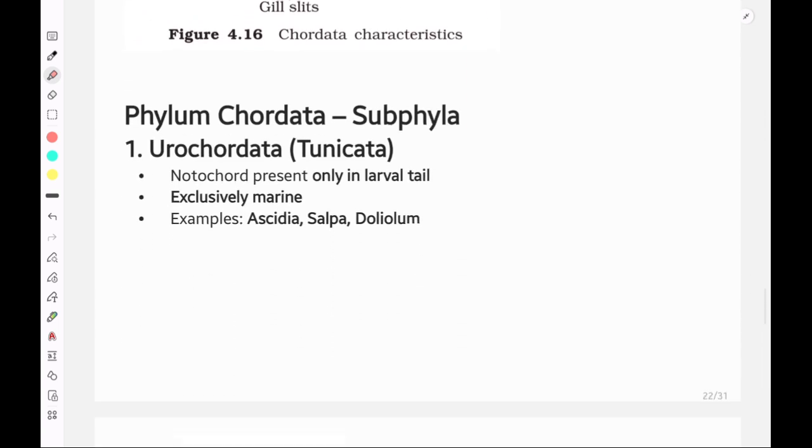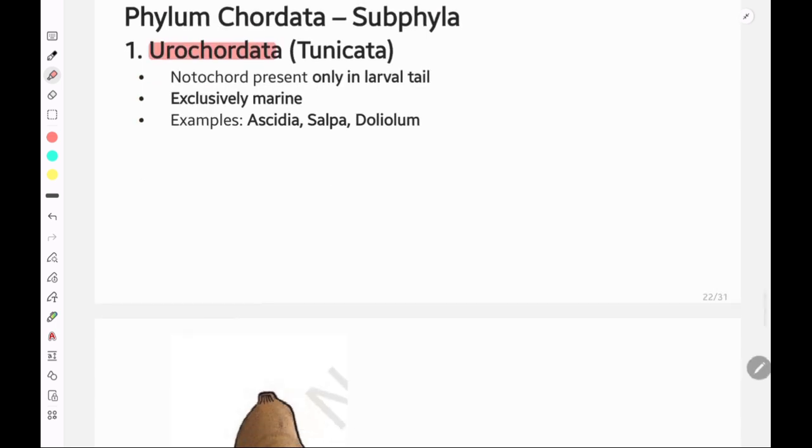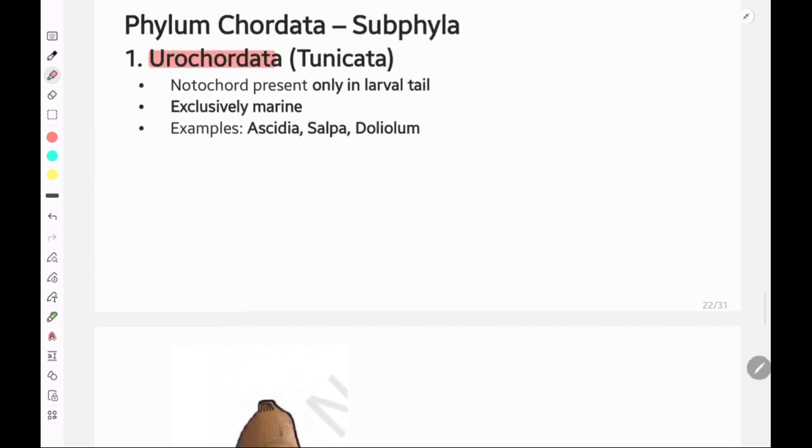Phylum Chordata is divided into three subphyla: Urochordates, Cephalochordates, and Vertebrates. Let's talk about Urochordates. They have a notochord, but it is only present in the larval stage, and they are only found in marine water. Examples are Salpa.